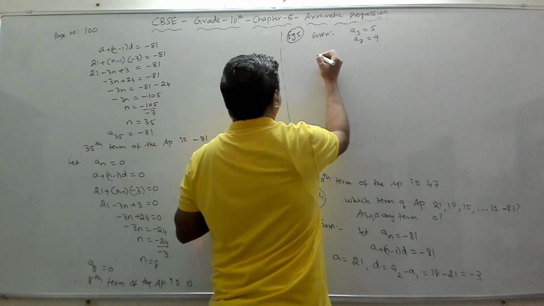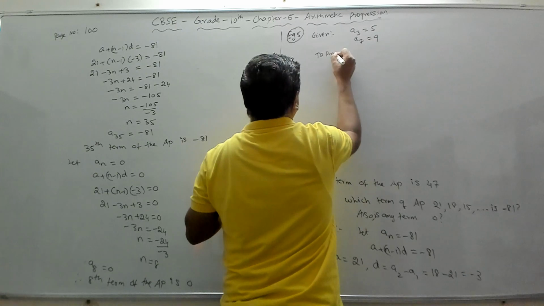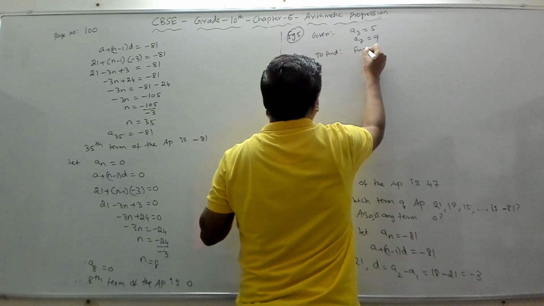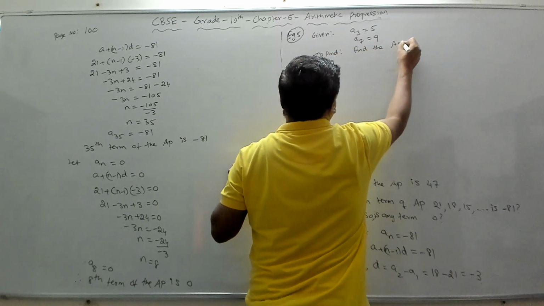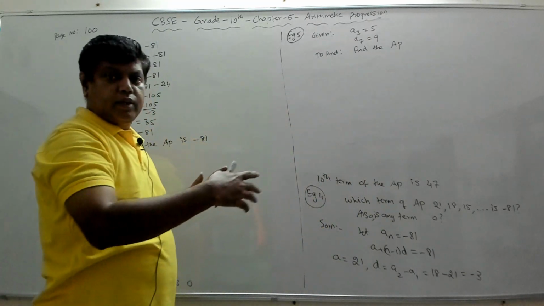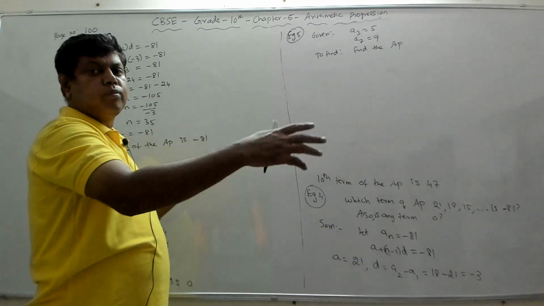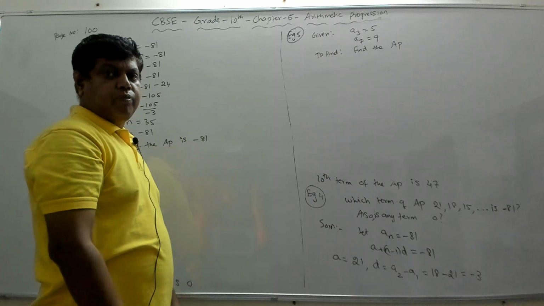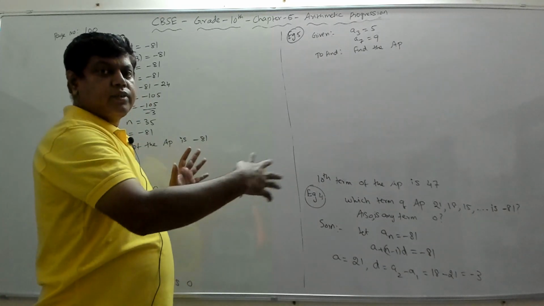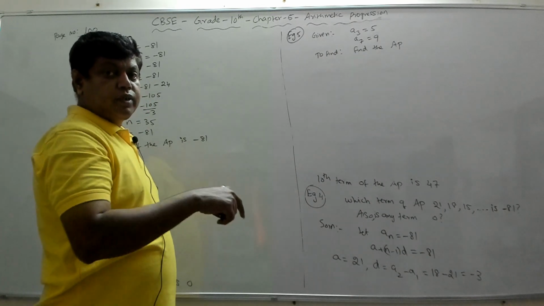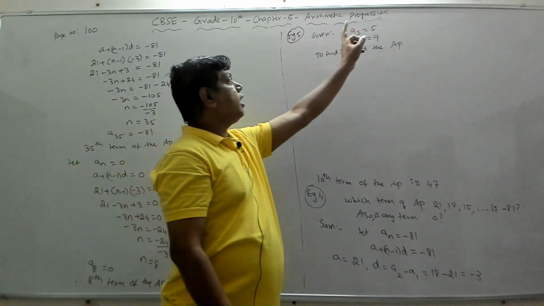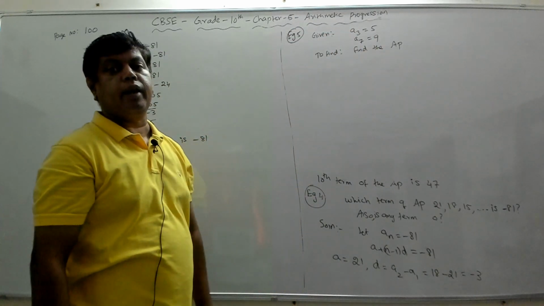So we have to find the AP. Determine the AP means we should write the list of numbers. We have to write some 3 to 4 terms of that AP. Determine the AP means we have to find the list of numbers in such a way that the third term should be 5 and the seventh term of that AP should be 9.